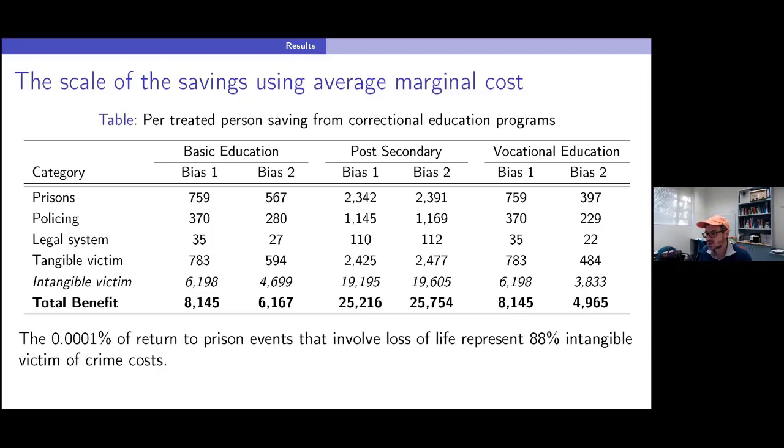The other thing that I want to highlight is the overwhelming proportion of the cost that's driven by things that involve a loss of life, right? So if there's a program that is impacting that side of things, it matters. Or if none of the return to prison events associated with post-secondary were ever related to crimes that involved loss of life, then that would change the story dramatically, right?